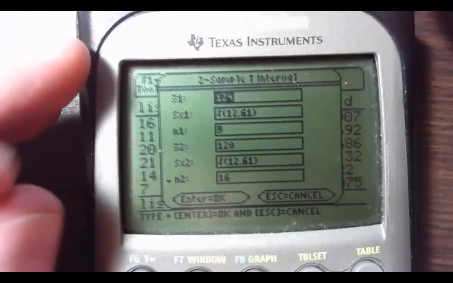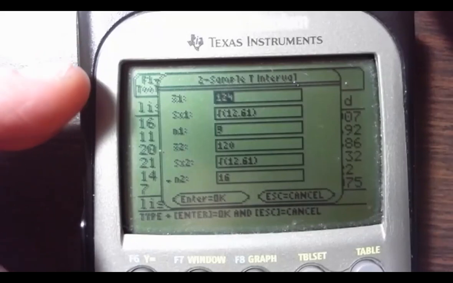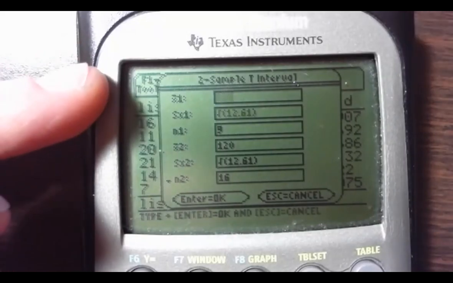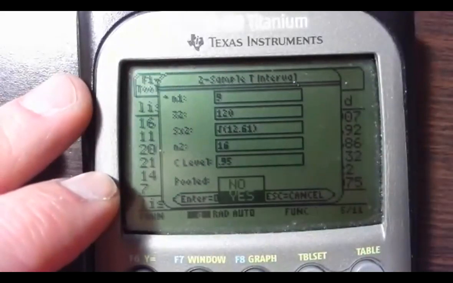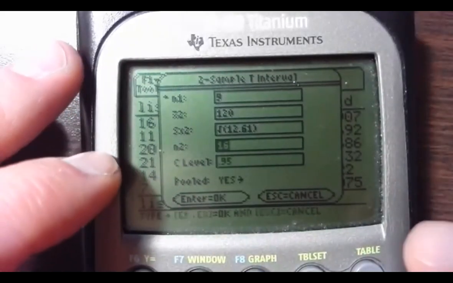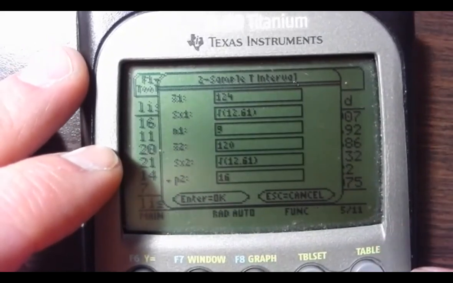But I assumed that my calculator took care of that. I'm using an 84 because it asked the question pooled or unpooled. Me too. That's my same thing. Pooled is yes. Oh, okay, here we go. I was not scrolling down far enough. Okay. So it will take care of that for us.